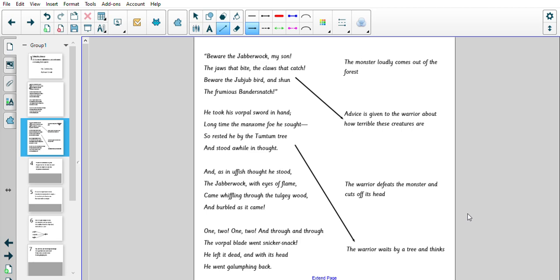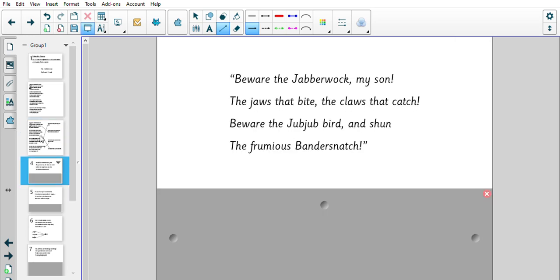The next one. So the Jabberwocky comes through the tulgey wood. Let's see. The monster loudly comes out of the forest. And finally, that must mean that the warrior defeats the monster and cuts off his head. Hopefully you found all those too. So what we'll do now is we'll go through each verse in a little bit more detail and start to pull apart that vocabulary and what each verse is about.